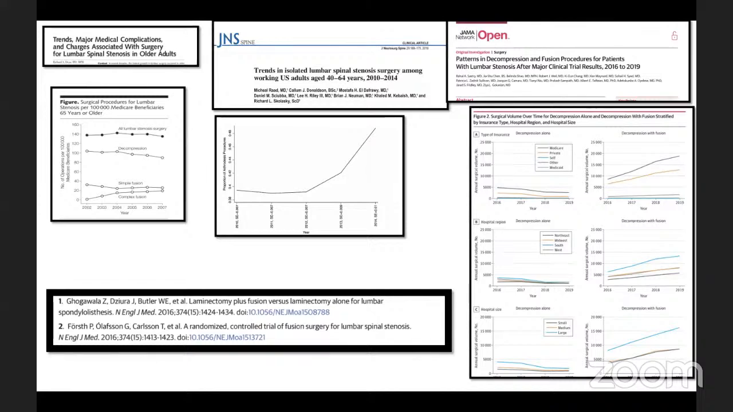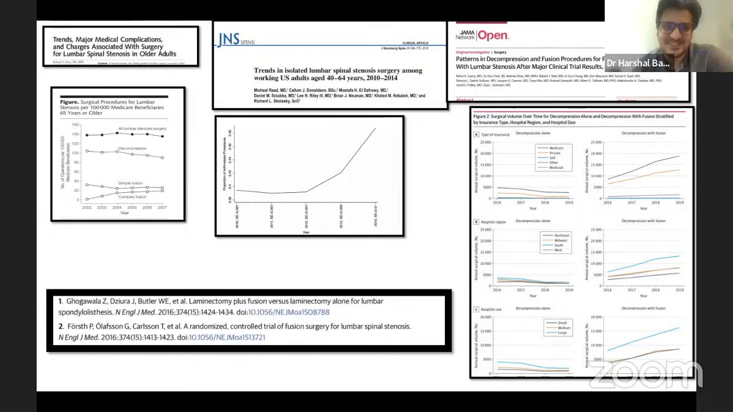And now we are doing more and more studies on facet orientations, detecting instabilities pre-op, and then we are going more towards fusions. But then again, we are having one more problem of adjacent segment disease. So this will be very complicated to discuss and eventually get to a single message from this discussion. But yes, fixation and fusions, I'm sure they are on the rise. Yes, sir.